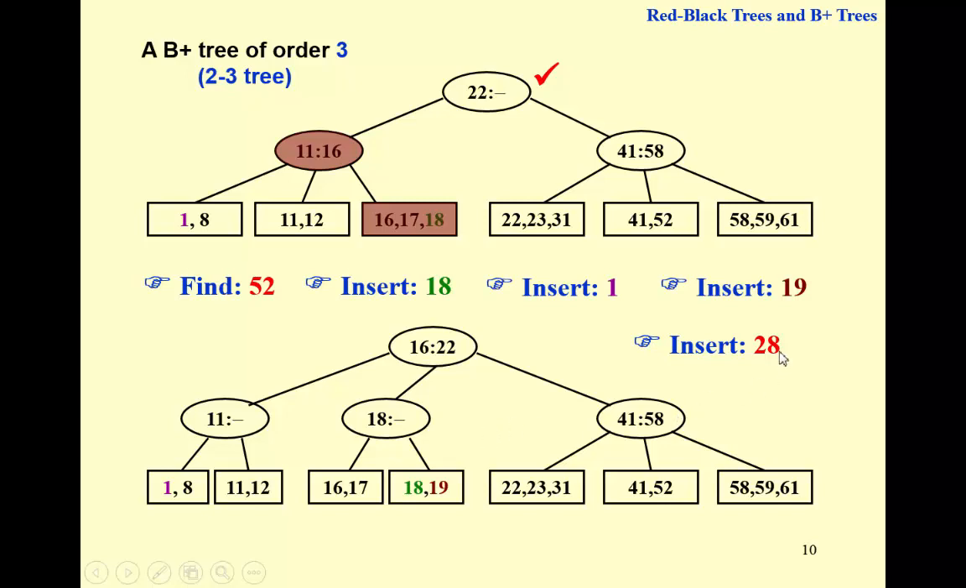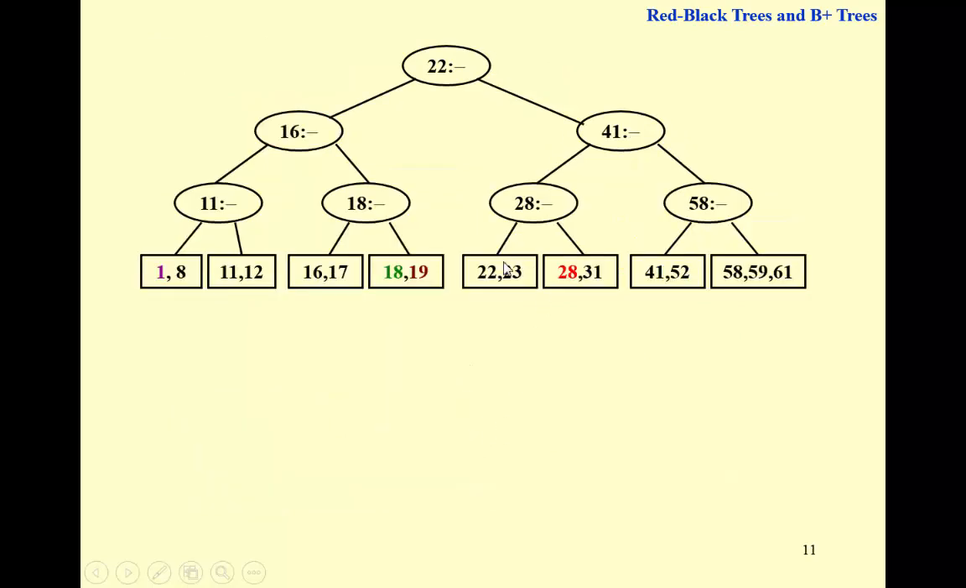Okay, so first of all, 28 is supposed to be inserted into this block. And then there will be an overflow of this block, an overflow of its parent, and an overflow of the root. And therefore we have to keep splitting. Split this one, and this one, and create a new root. So here's the result. This one is split, and its parent is split, and the root is also split into two nodes, and a new root is generated.